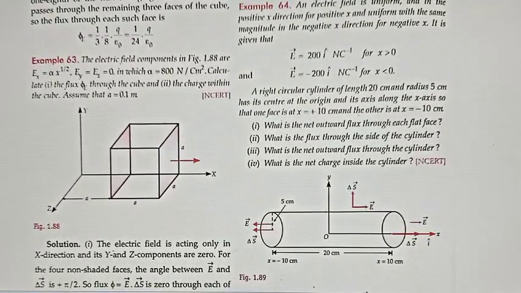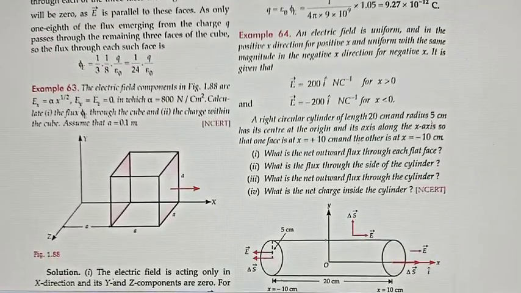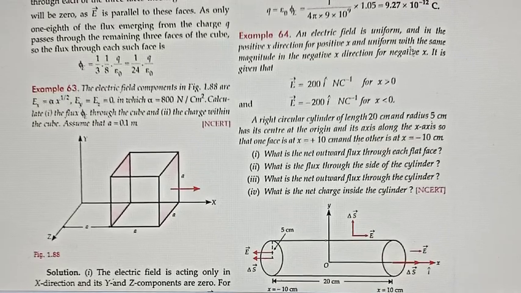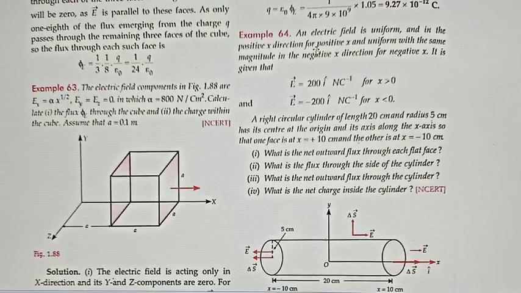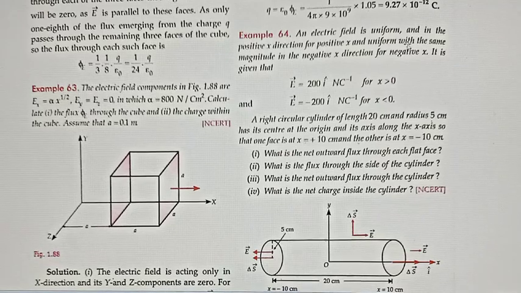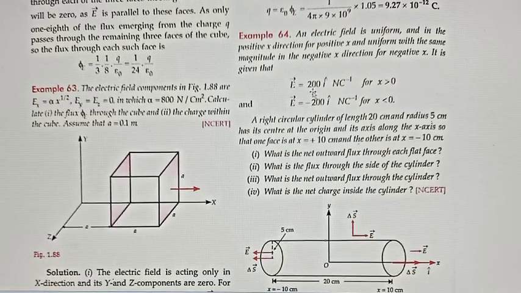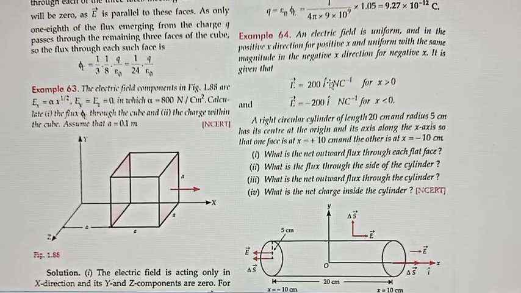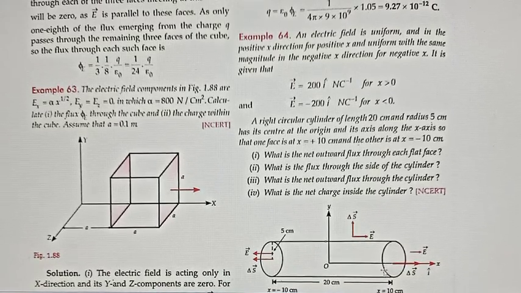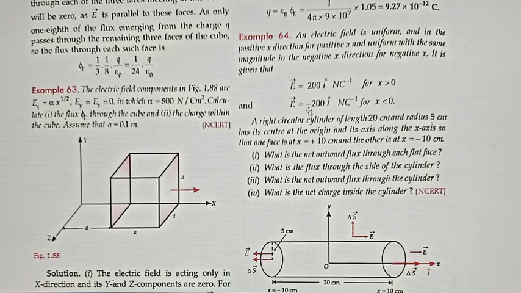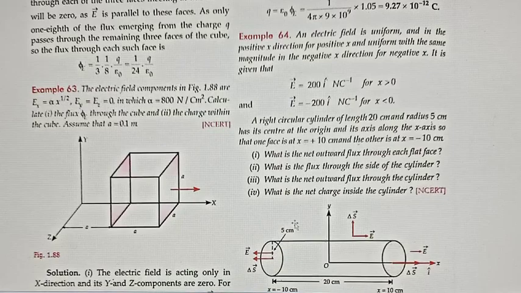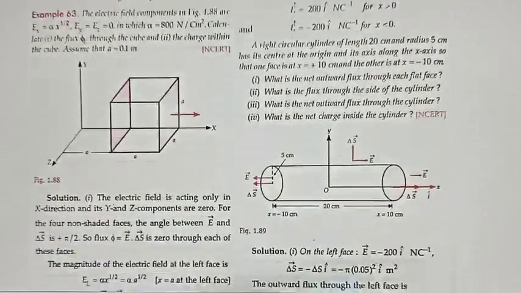The last one you see, an electric field is uniform and in the positive x direction for positive x, and uniform with the same magnitude in the negative x direction for negative x. It is given the value of electric field is 200 I cap when x is greater than 0. That means this part. And E is equal to minus 200 I cap Newton per coulomb for x is less than 0. That means this part. Here also you have to do the same thing.